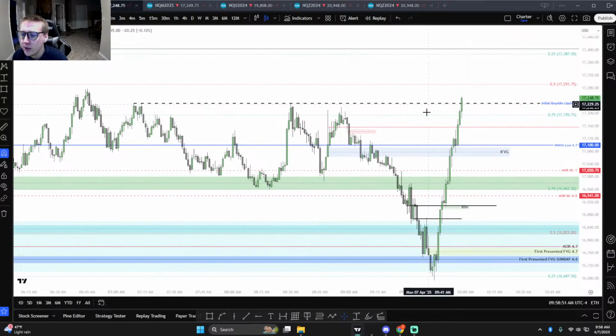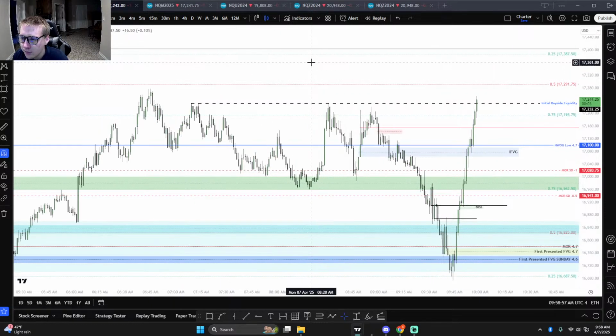Okay, here buy side is taken. And then now let's see if we want to hit new week opening gap constant encroachment here.